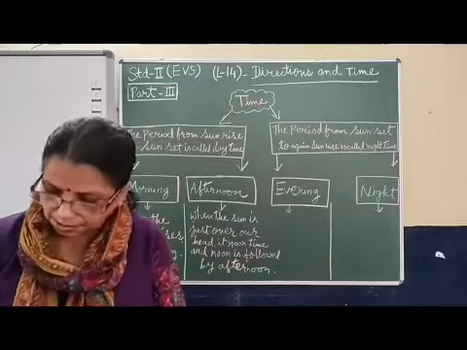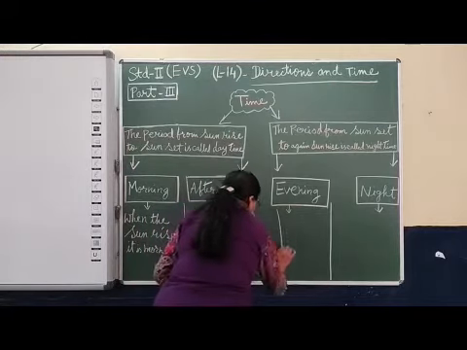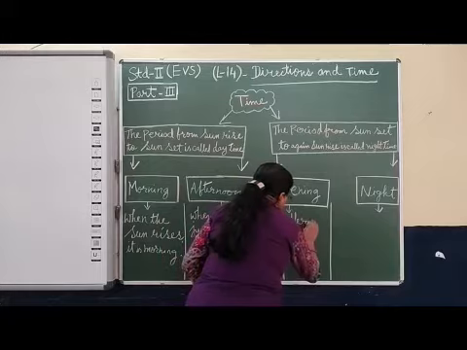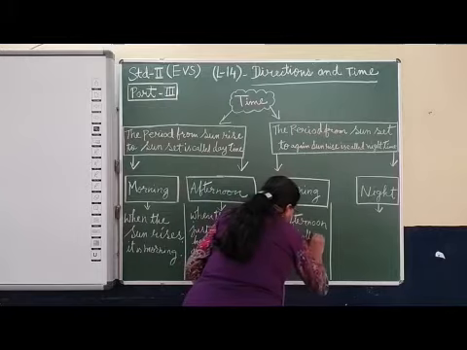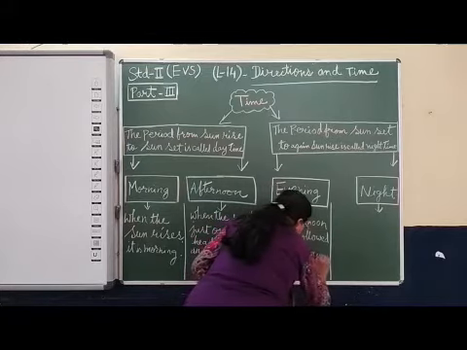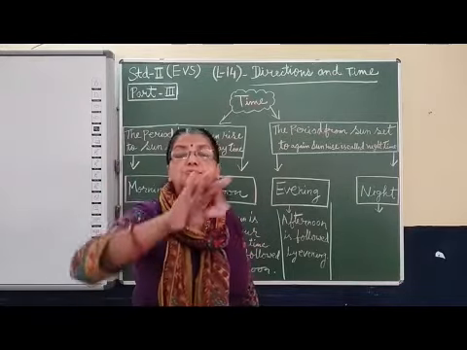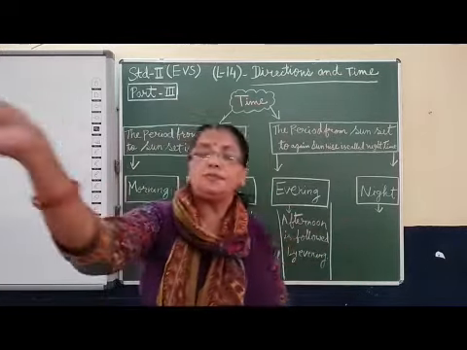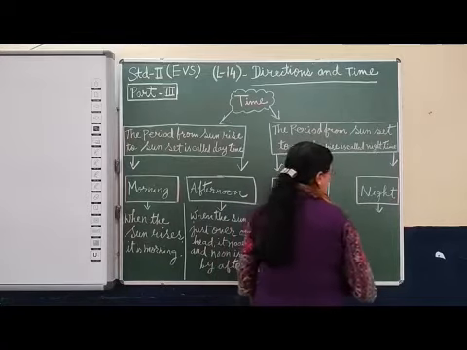Okay, same way. Evening, what is evening? Afternoon is followed by evening. When the afternoon finishes, evening starts. That means when the sun sets, evening will start. Then we come to night time. When we see everywhere dark, that is night time. When it turns dark and we see moon and stars in the sky, that is called night time.